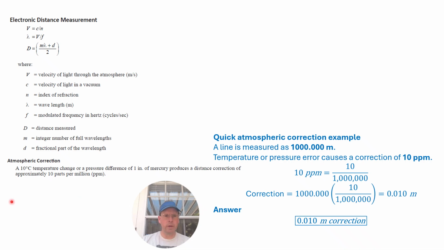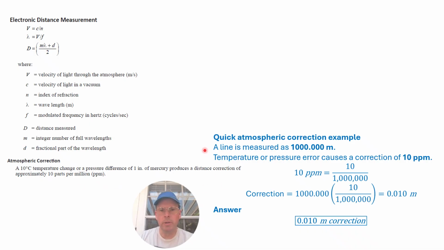And going back to the last atmospheric correction. It says a 10-degree temperature change or a pressure difference of 1 inch of mercury produces a distance correction of approximately 10 parts per million. Here's a quick example.